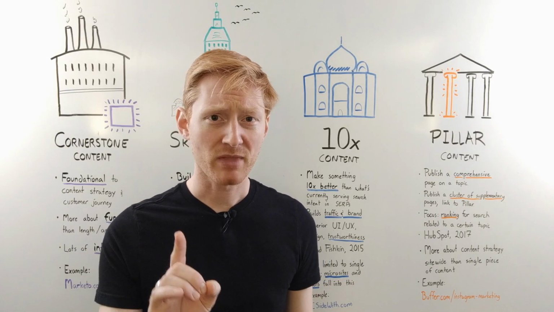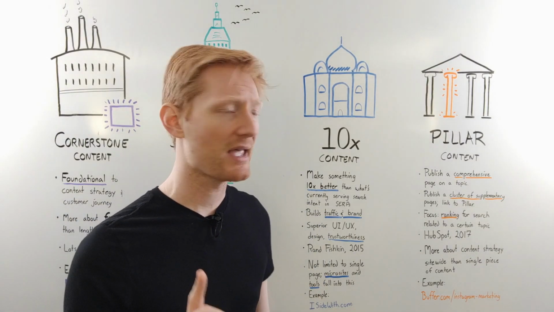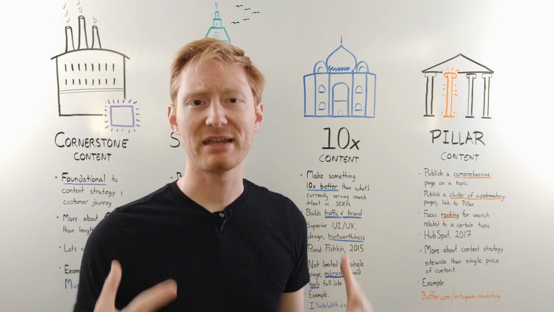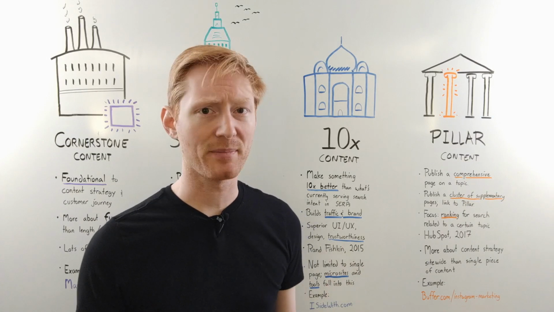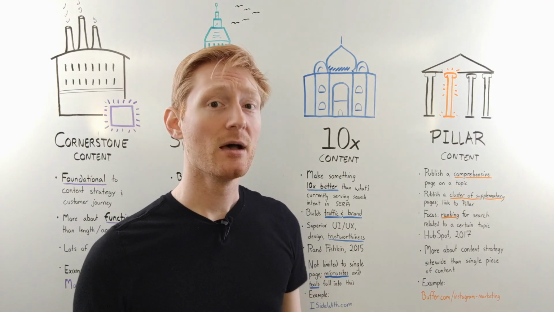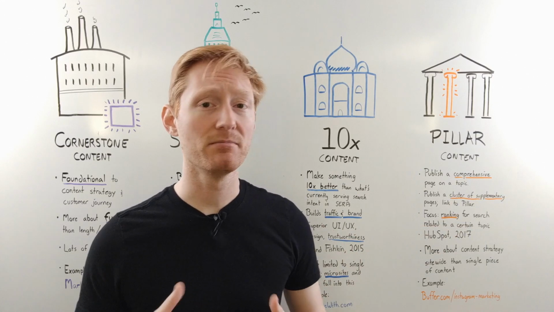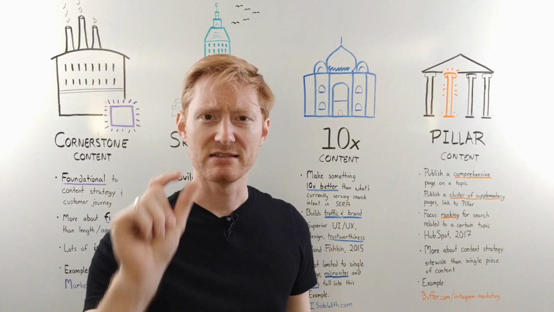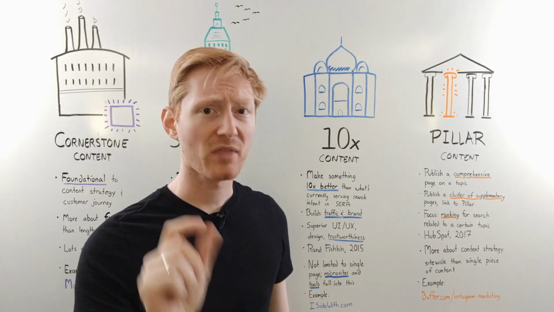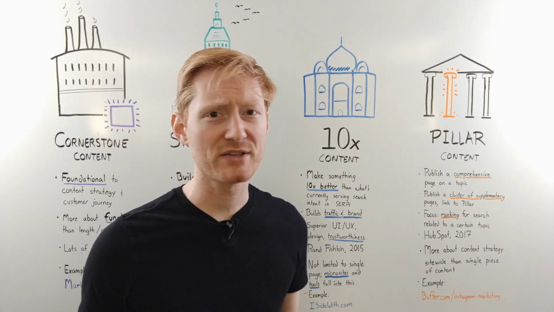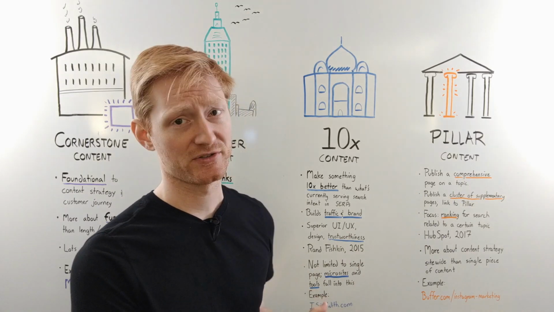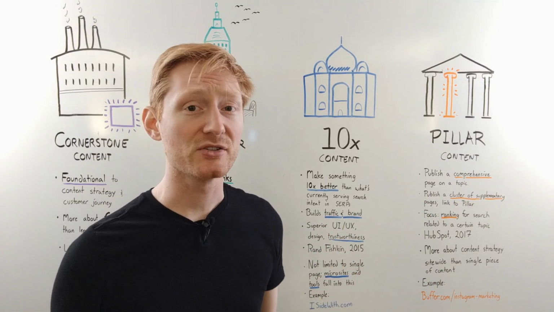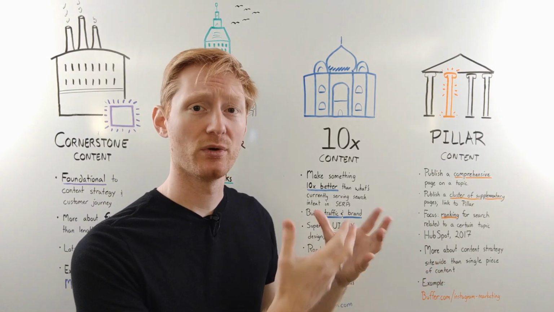Pillar content says, if we want to educate people on certain topics, then there's a smart way of doing this. And it's by creating one page that is very, very comprehensive, almost like the encyclopedia entry on that topic. And then subsequently publishing a cluster of supplementary blog posts that look at very specific and detailed aspects of that topic, answering certain questions, interviewing influencers on the topic, that sort of stuff. And then all of those supplementary pages would link back to the pillar page.